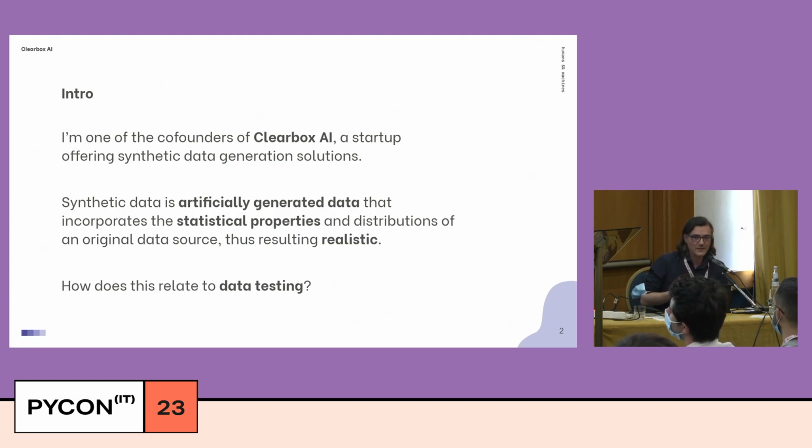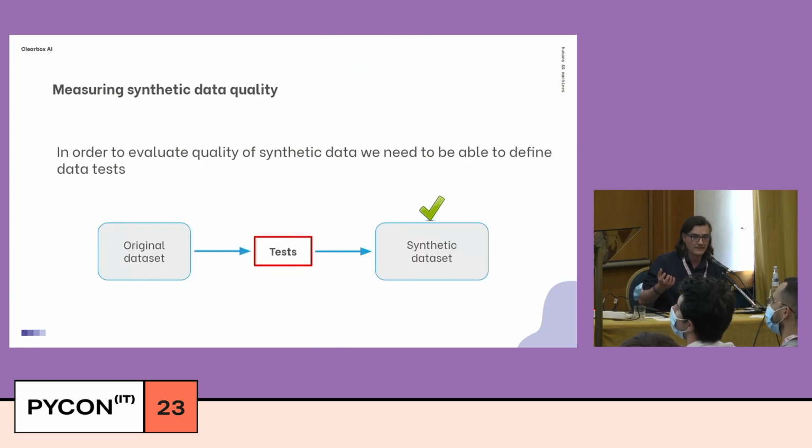This is why I recently discovered the concept of data testing, because for us, testing synthetic data is a way to determine how realistic it is with respect to an original data source. The idea in our application is that we have an original data set. We can create some tests that measure the properties of this data, and we can apply the same tests to a synthetic data set. But what I'm going to tell you today doesn't apply strictly to synthetic data. It can be applied to any kind of data quality application. It's just to give you some context.